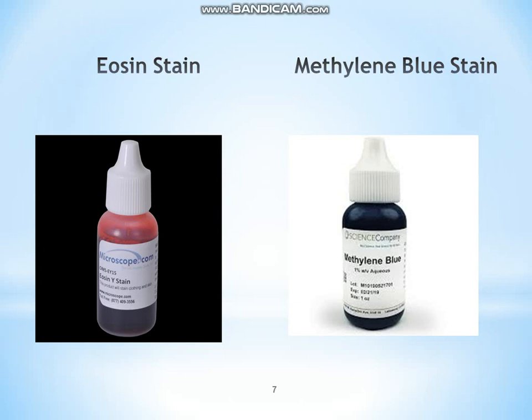Now, if we talk about differentiation on the basis of the staining properties, there are 2 types of staining dyes, eosin and methylene blue. The eosin dye is acidic and stains the acidophilic material in the cell. Its color is red. Then comes methylene blue. The dye is basic and stains the basophilic material in the cell. Its color is blue.